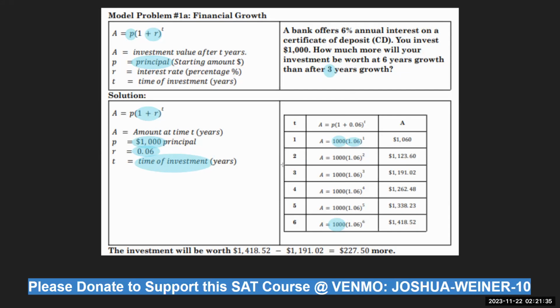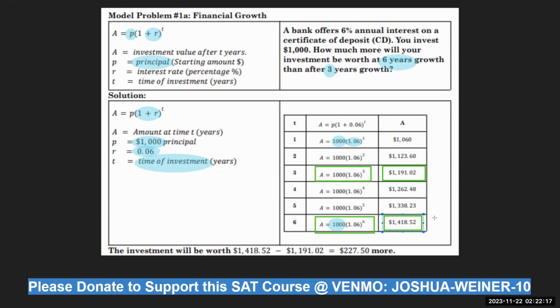And then, how much more was it worth at 6 years than at 3 years? Well, at the end of 3 years, it has a certain value. Here, I should box that. The end of 3 years, 1,000 times 1.06 to the third power, it's already worth $1,191.02. And then after 6 years, it's already worth $1,418.52.